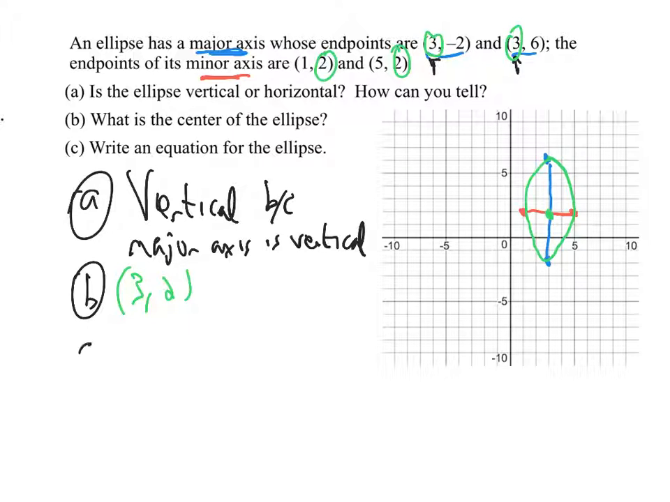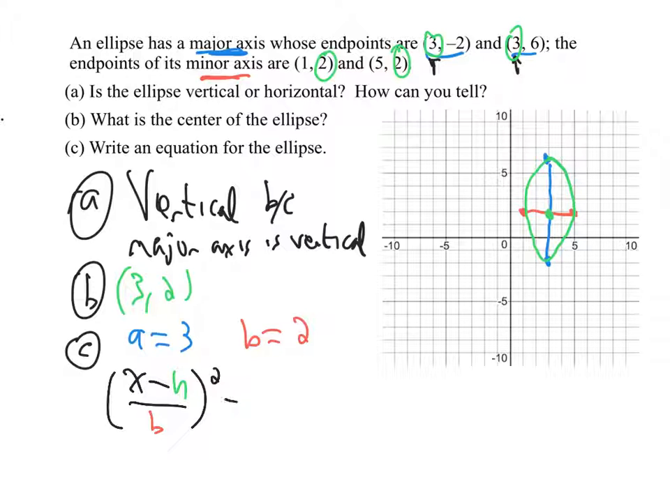And then finally, writing the equation of the ellipse, once you have A and B, it's pretty easy. We can see from the graph that a is 3 and b is 2. So now we can write our standard equation, which is (x minus h) over, in this case, b, because it's a vertical ellipse, squared, plus (y minus k) over a, the semi-major axis here, squared, equals 1. And again, we have that because this is a vertical ellipse, so we know that the major axis is associated with y.